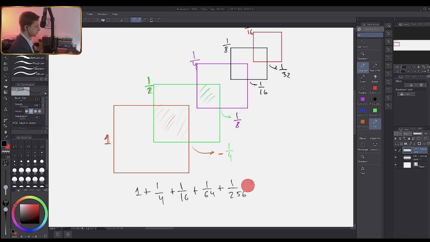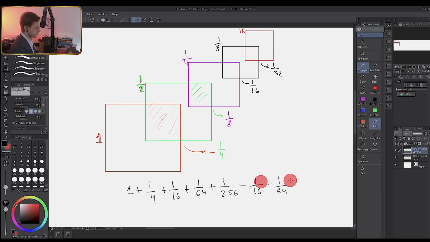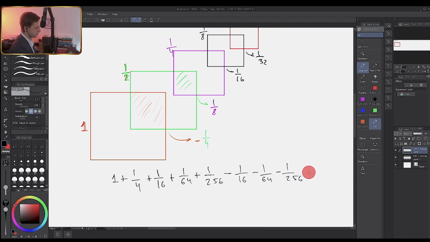Perfect. Let's subtract these smaller squares. This small square has a side 1 over 4, so it will be 1 minus 1 over 16. This one has a side 1 over 8, it will be minus 1 over 64. This one has side 1 over 16, so it will be minus 1 over 256. And this has a side of 1 over 32, it's minus 1 over 1024.